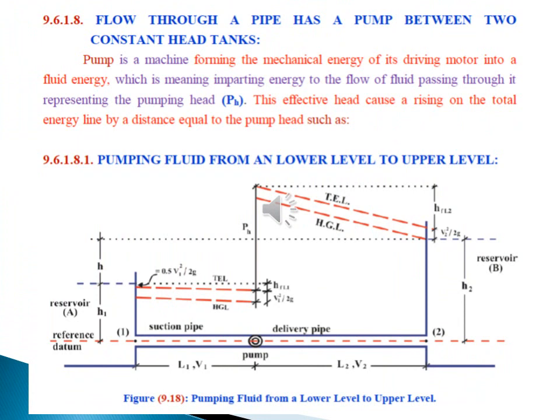Flow through a pipe that has a pump between 2 condensate tanks. It has 2 cases: pumping from a lower level to an upper level, or pumping from an upper level to a lower level, as shown in the enclosed figure.